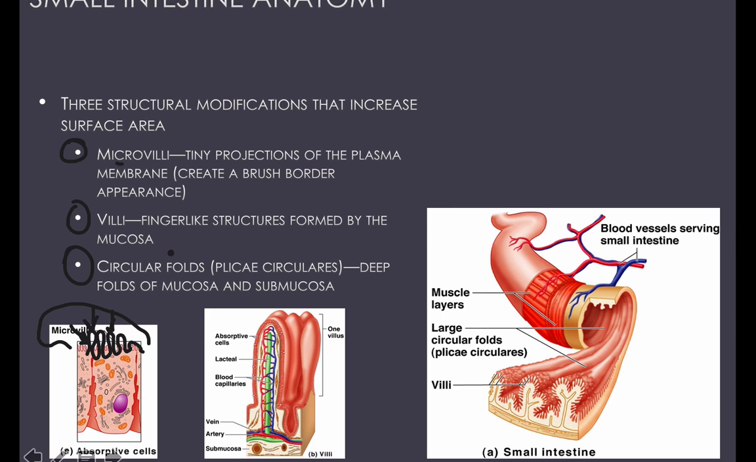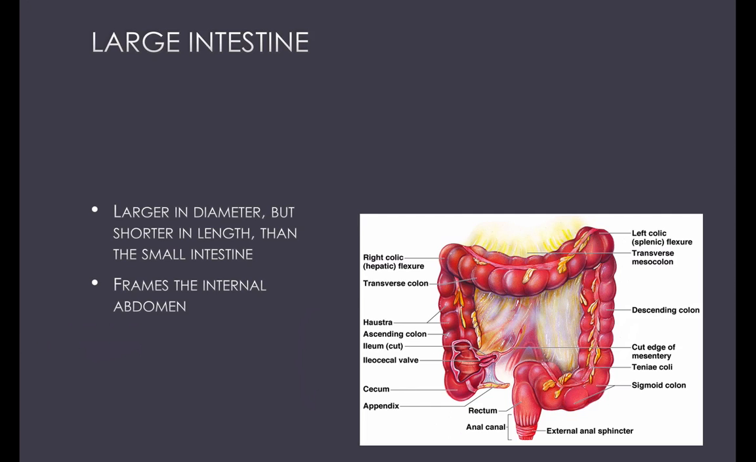Then you have villi. Villi are finger-like structures that are formed by the mucosa. So this is an example of a villi. Right there's a villi. They're similar to the microvilli. And then the last one are these circular folds. If you look at this larger diagram, you should be able to see that there are these foldings inside of that lumen, which allow for more cells to be in appearance, basically. So it allows for more surface area, which increases the amount of nutrients that can be absorbed.